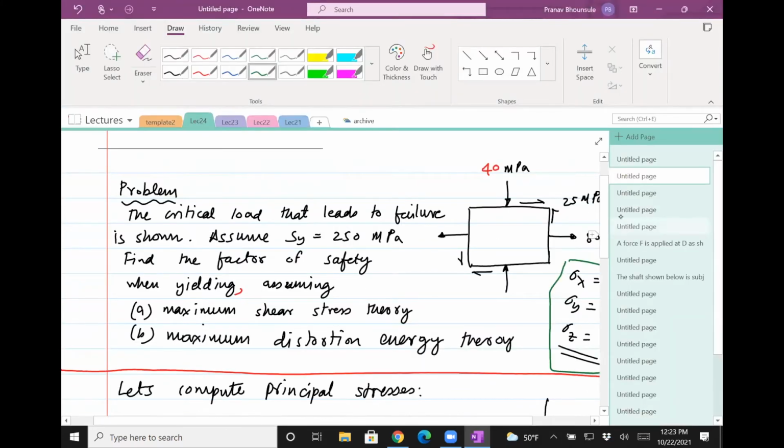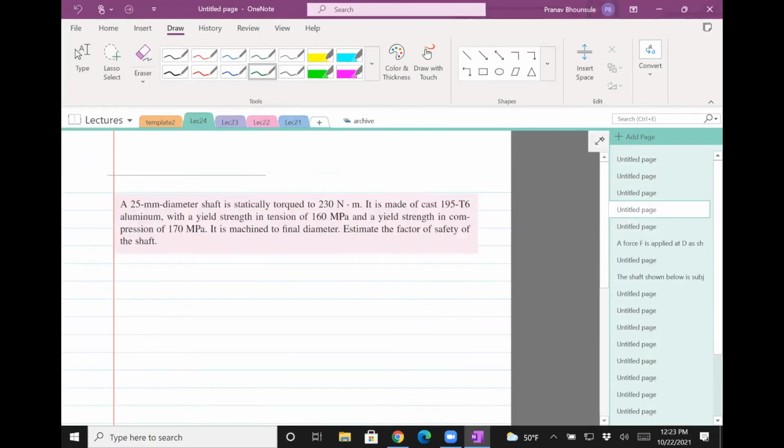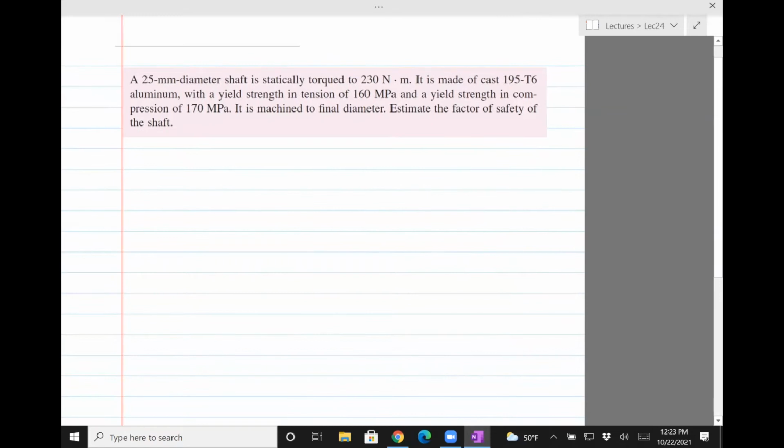Okay, let's do the next problem. A 25 millimeter diameter shaft is statically torqued to 230 Newton meters. It is made of cast 195-T6 aluminum with a yield strength in tension of 160 MPa and in compression of 170 MPa. It is machined to final diameter. Estimate the factor of safety of the shaft.